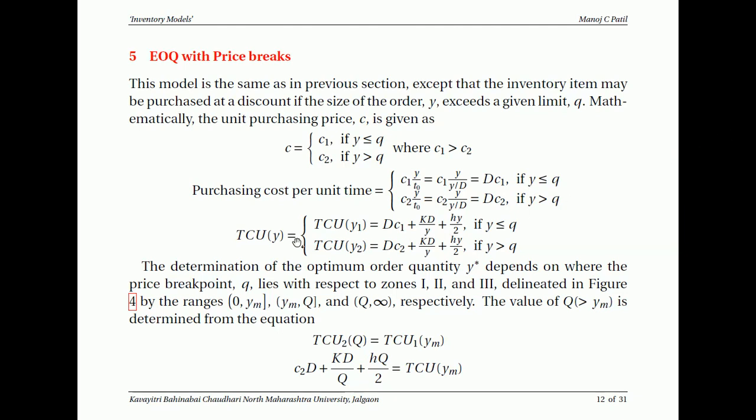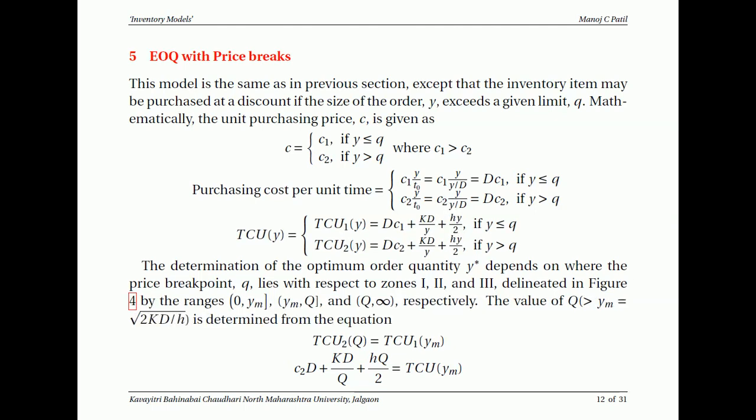Total cost per unit time can be calculated by adding this purchasing cost to the setup cost and holding cost. Keeping that purchasing cost in mind, we can calculate total cost per unit time as TCU1 and TCU2 just by replacing DC1 and DC2 in the previous expression, that is the setup cost, purchasing cost and holding cost. These two quantities are different only.